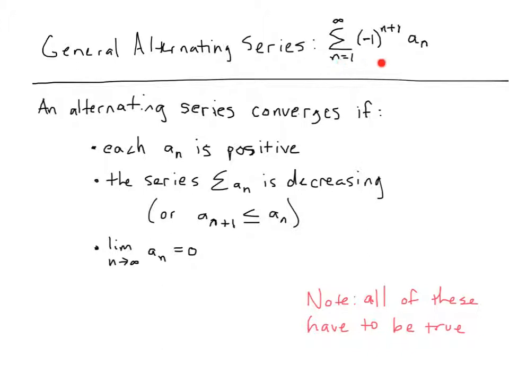This is what a general alternating series looks like, which is what we looked at on the last slide. We have -1 raised to some power. It goes from 1 to infinity, and then a sub n is the term, or the general term.